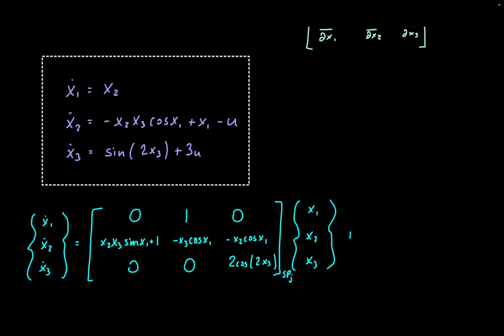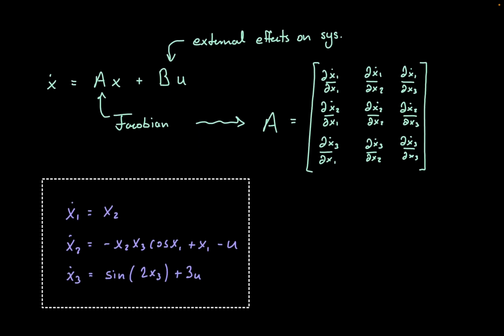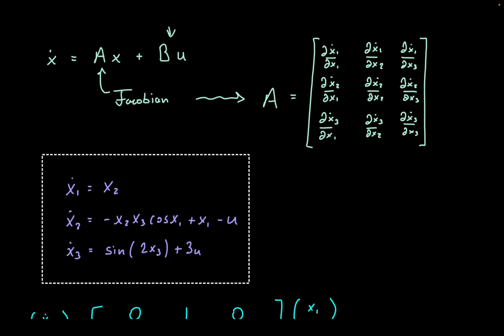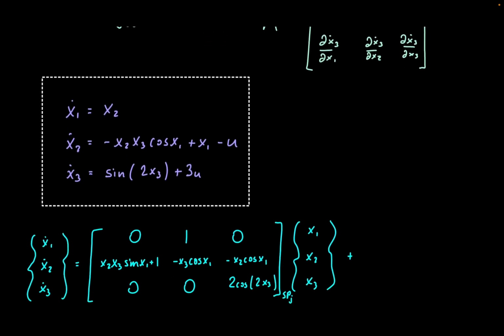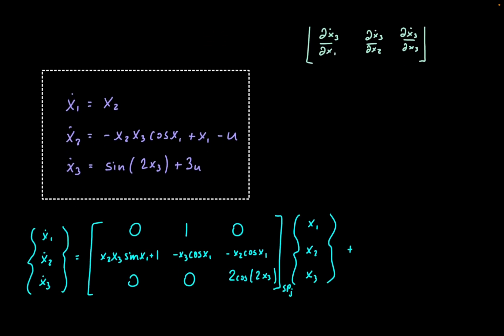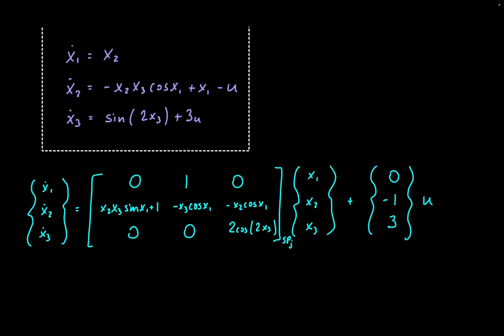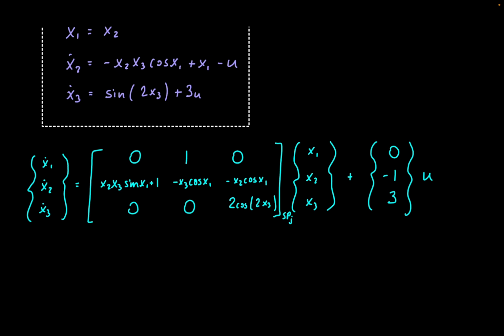Now, our b vector will essentially be the coefficients of the external effects in our system. In the first equation, we have no u, so we'll have a coefficient of 0. For our second equation, we have a coefficient of -1 for our u. And for our third, we'll have a coefficient of 3. This is essentially figuring out how much this external effect has an impact on that specific equation. With that being said, that's pretty much our entire state space form.